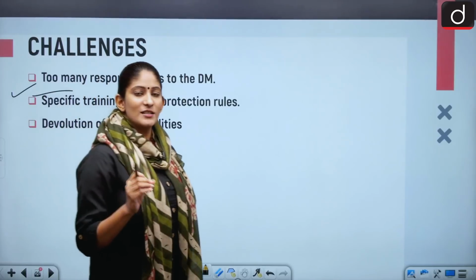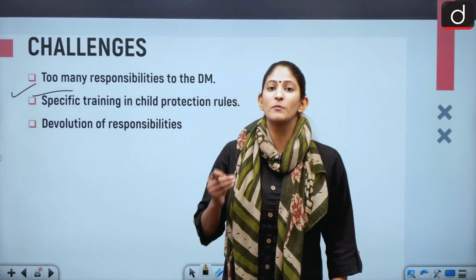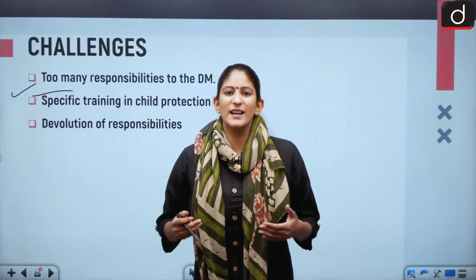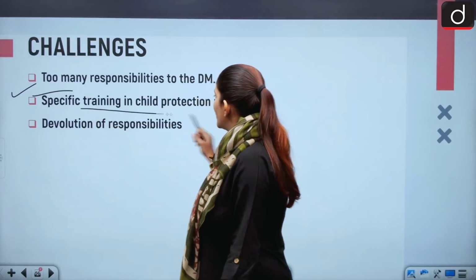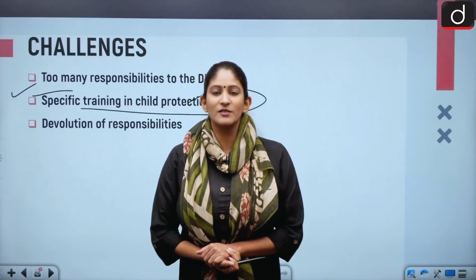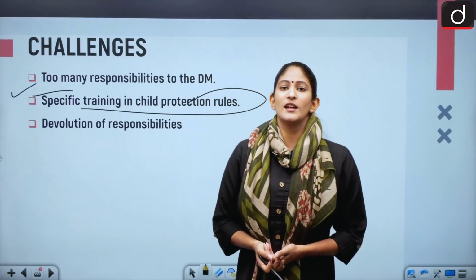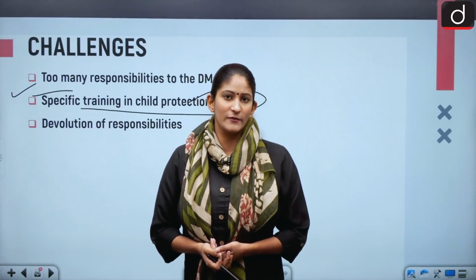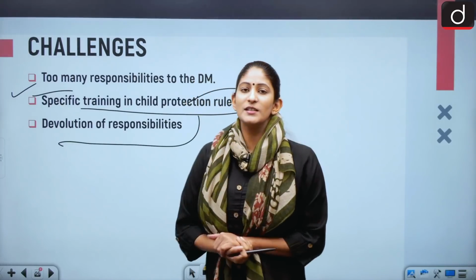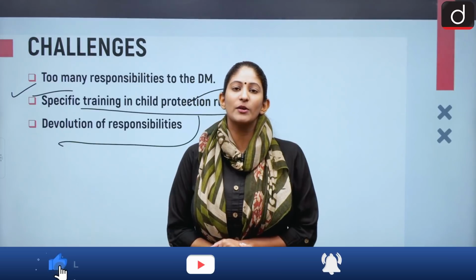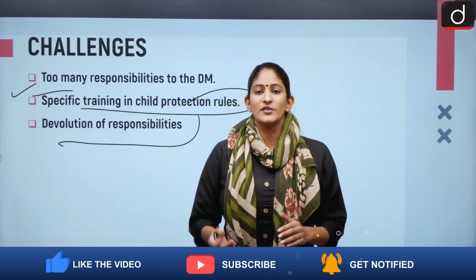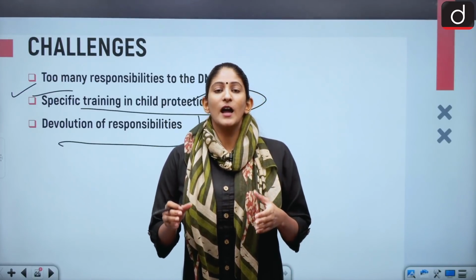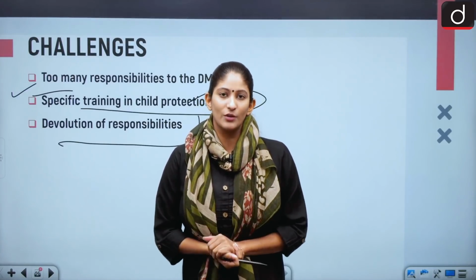Moving on, there are certain challenges. First, the district magistrate is most of the time saddled with so many mainstream responsibilities. This new amendment can just be seen as something to take up the remaining space. Then, specific training in child protection rules is not given to district magistrates, because their mainstream work is not such. They are generalists and do not have proper training when it comes to the adoption procedure and how to deal with child welfare committees. Then, devolution of responsibilities will be a challenging role for the DM, because the juvenile justice boards and the special juvenile protection units all have certain roles, but how to devolve those powers to those institutes will be a challenge.